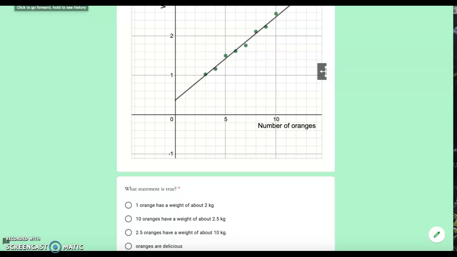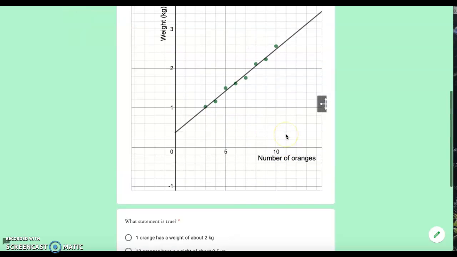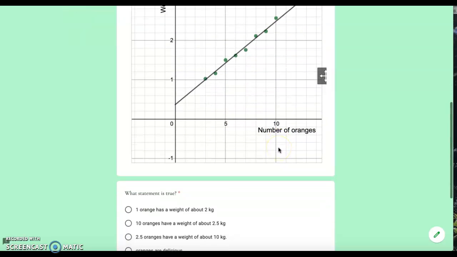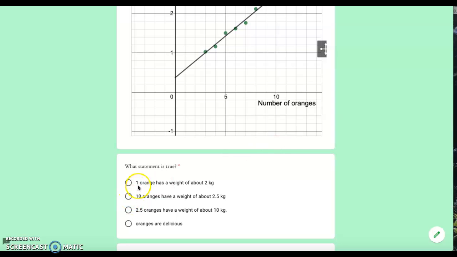Okay, so we are trying to figure out which of these statements is true for this scatter plot. Again, the most important thing is to notice the units of your x-axis and the units of your y-axis. So the first statement says 1 orange has a weight of about 2 kilograms.